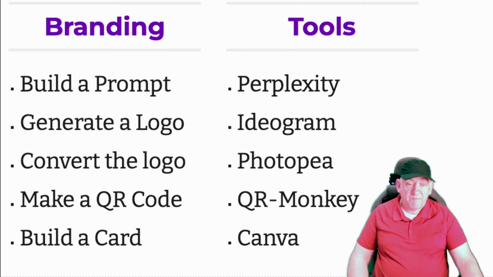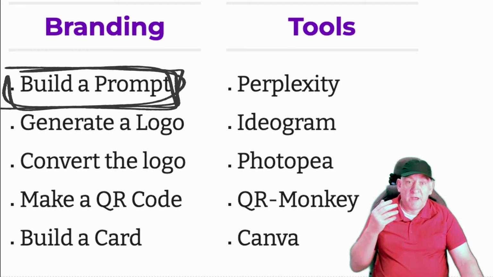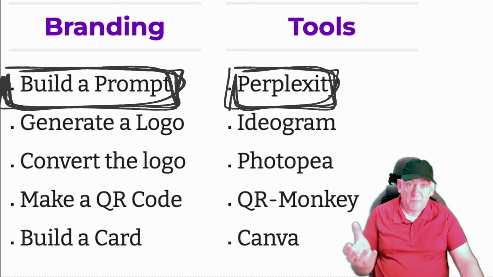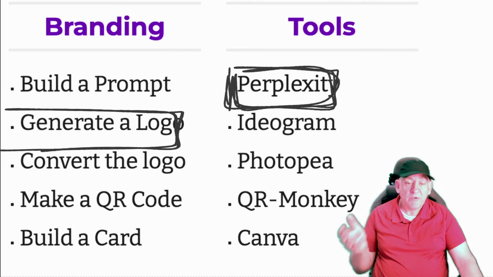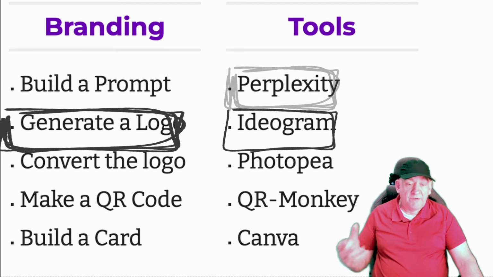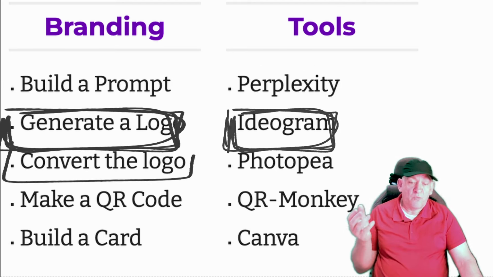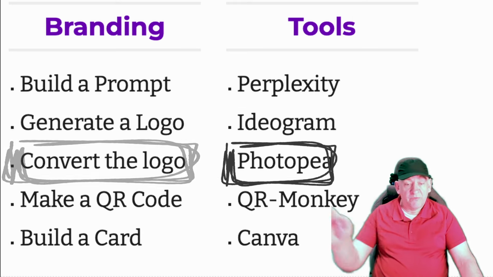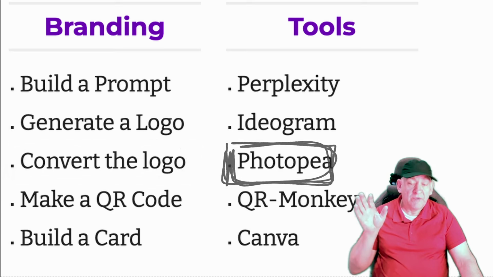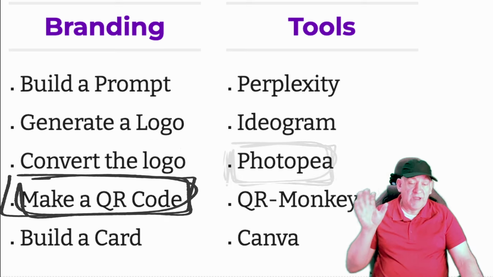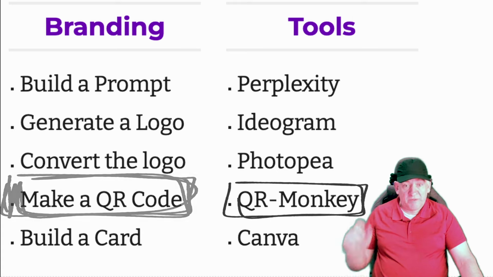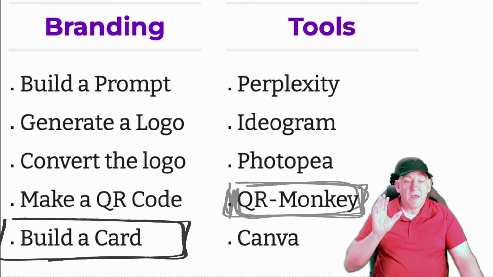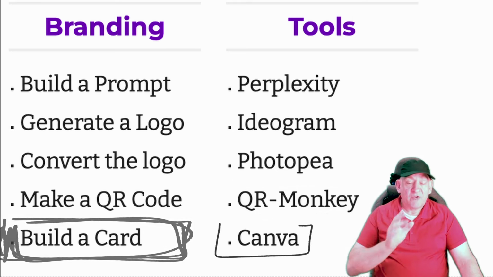We're going to do the branding, build a prompt. So we need to use ChatGPT, or in our case, Perplexity, to generate a prompt for the image. Then we're going to generate a logo using Ideogram. And then we'll take that logo and use a free tool called Photopea to edit the logo. Once we've edited the logo, we're going to use that logo and create a QR code. With the QR codes, we're going to then put all of this together into building a name card. And for that, we're going to use Canva.